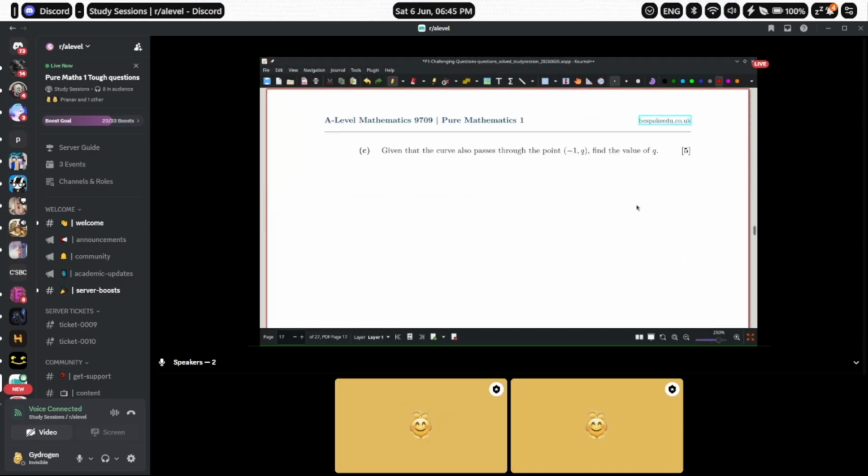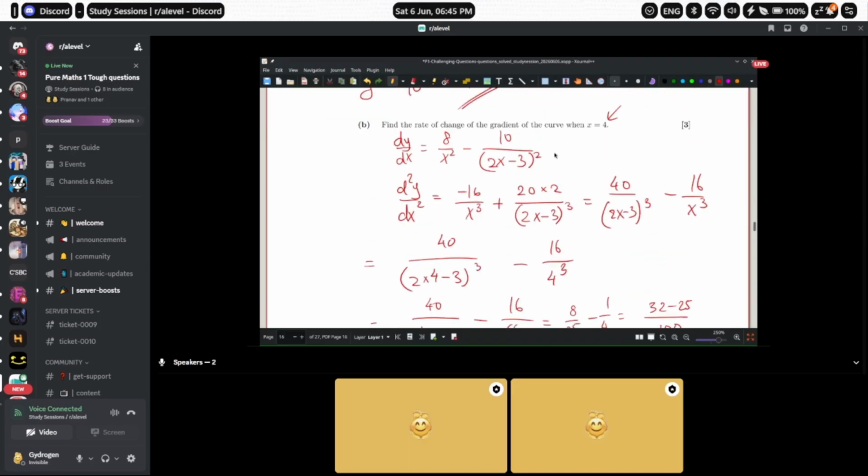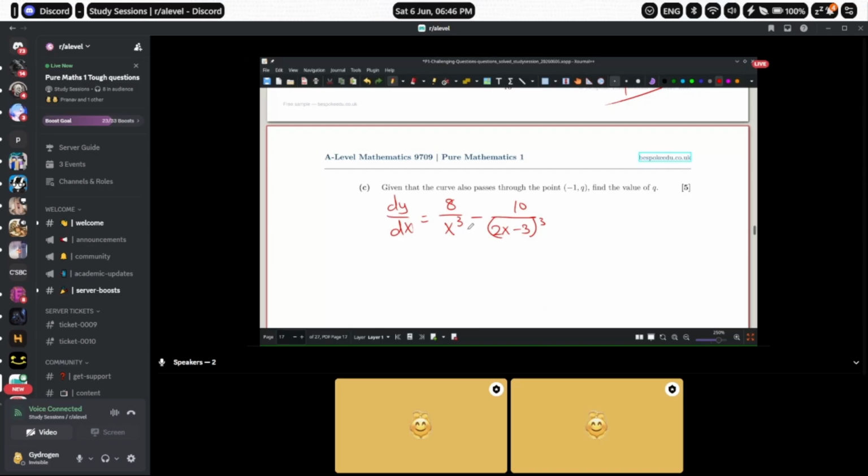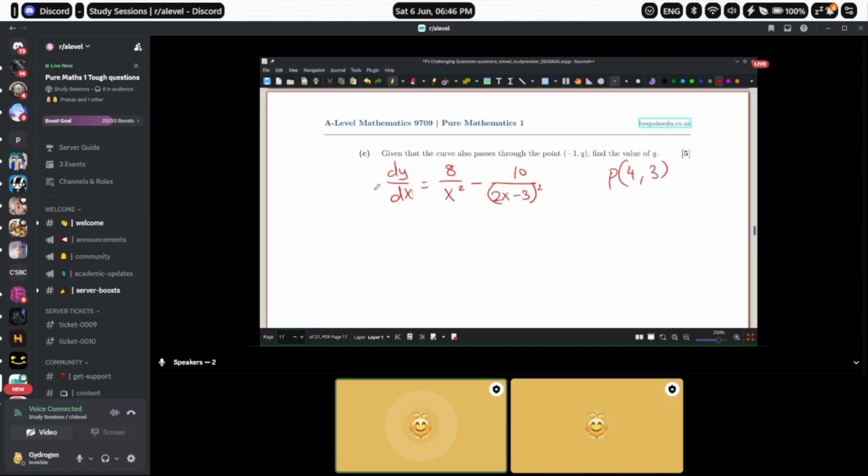Okay. Moving on. The curve passes through the point (-1, q). Find the value of q. So for this, we have dy/dx equals 8 over x cubed minus 10 over (2x minus 3) cubed. And we have that the curve passes through the point (4, 3). Now we need to integrate this to find the equation of the curve.